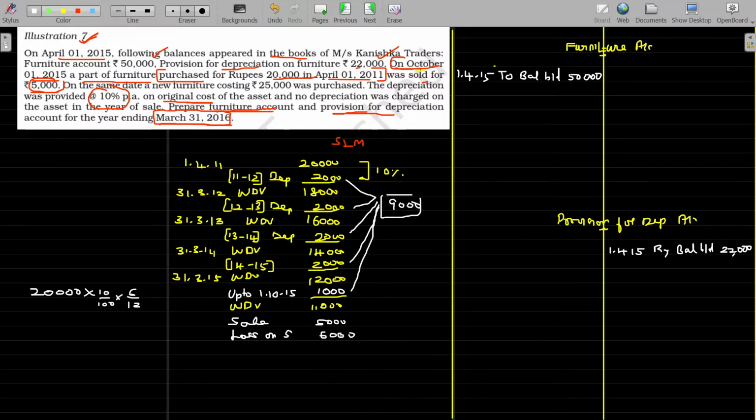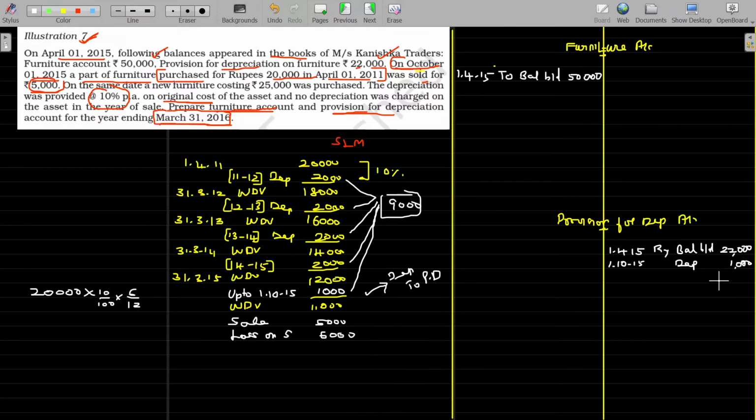Is that clear? Now I am going to incorporate all these things in this account. Let's see here. We have to pass the journal entry for this, right? For the current year, we are going to work out for year 2015 and 16. In that year, we have to first pass the entry for this depreciation. The entry is depreciation account debit to provision for depreciation. So on 1/10/15 by depreciation, the value is 1,000 rupees.